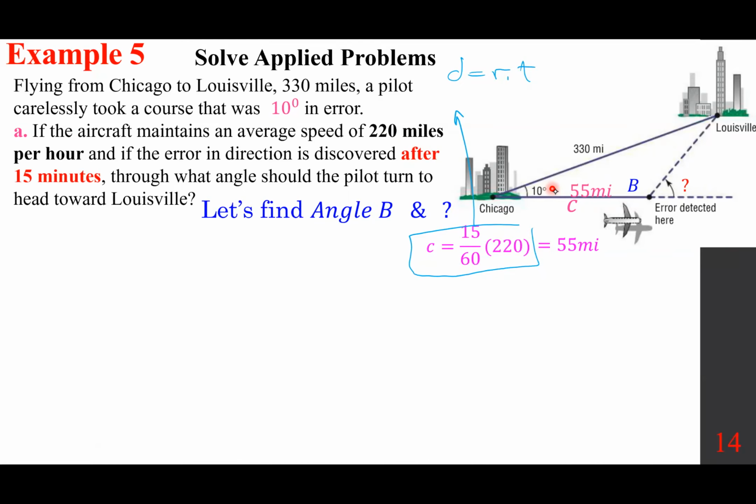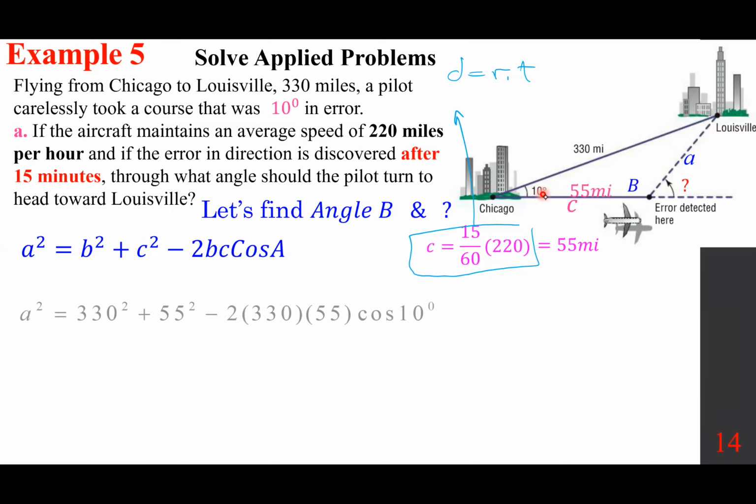So we can find just about everything now using the cosine law. We have this side, we have this side, we have the included angle. We can find this side, and we're going to call this A, and therefore A squared is B squared plus C squared minus 2BC cosine A, which means A squared is this side 330 squared plus this side 55 squared minus 2 times the two numbers, and cosine A, which is 10 degrees. It's given as 10 degrees.